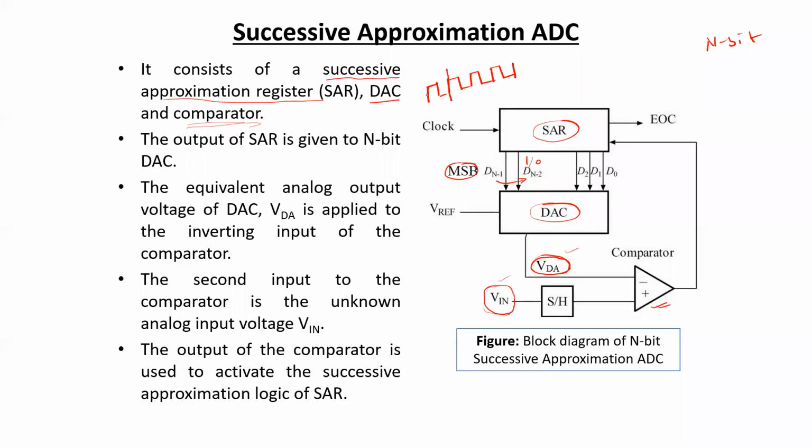Suppose for each pulse, or each period of a pulse, a particular bit is checked. For the first pulse, let's say the MSB is checked. For the second pulse, the next bit is checked. And for each cycle, the bit pattern is converted into its analog form. The analog form is compared with the original input voltage, and depending on the comparator output, the SAR decides whether to keep it at 0 or set it to 1.